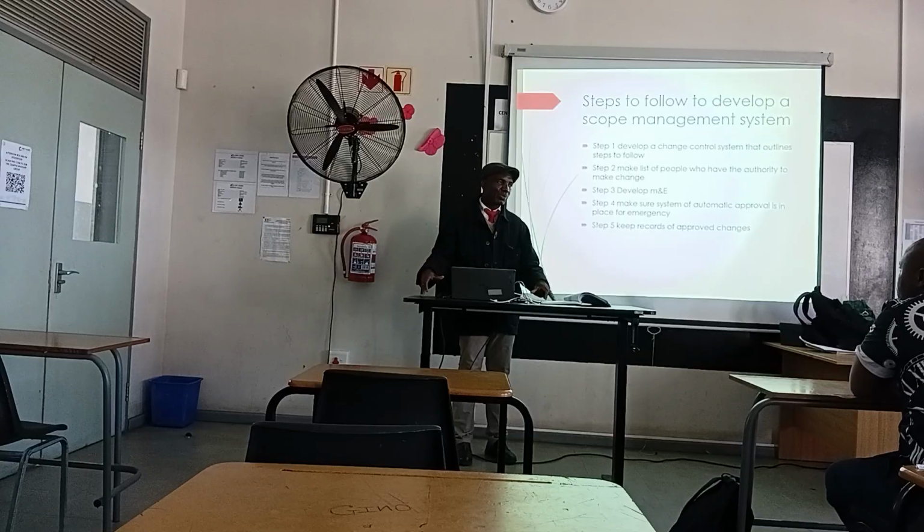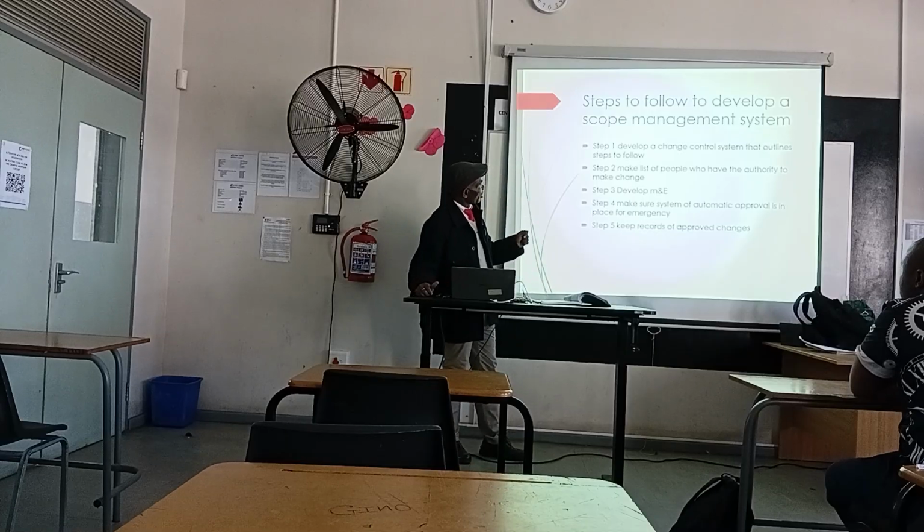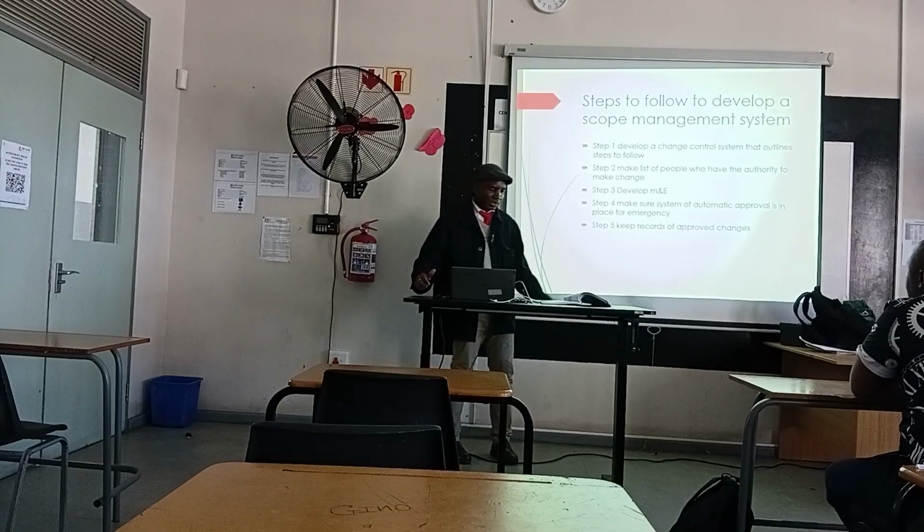Remember, we're going to have scope register and all those kinds of things. Then these are the steps to follow. Step one, develop a change control system that outlines the steps to follow, which must be detailed out with clarity, and define its purpose. Then step two, make a list of people who have the authority to make change.